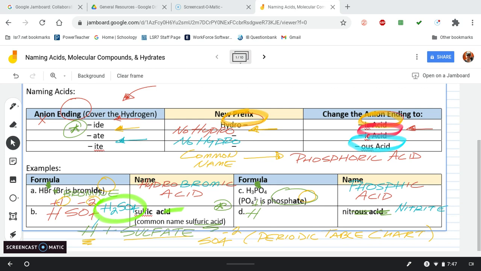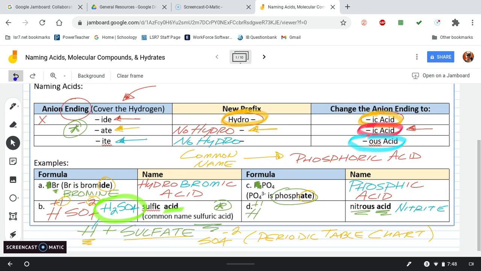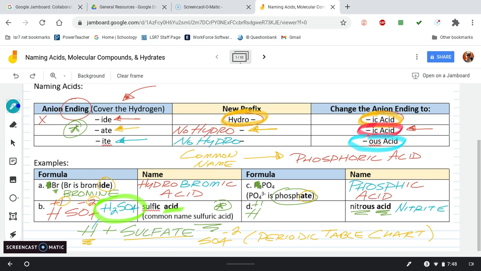Okay, last video ran out of time, so we're going to come back in here and finish up what we didn't get done, which is just doing our nitrous acid. So the nitrite is from nitrous. Okay, so there's three endings: ic. So the ic with hydro, the ic without hydro, and then the ous. And so this is the nitrous. So that came from nitrite.